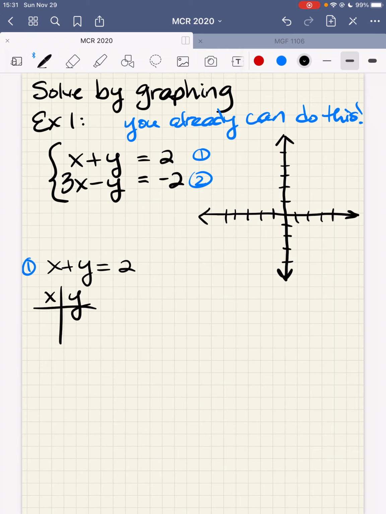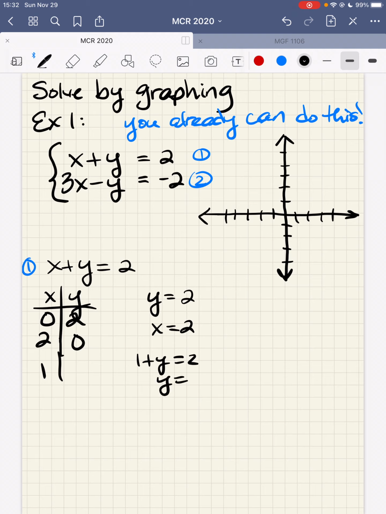It really doesn't matter what I use. If I use intercepts, that means if I make x 0, I'm left with the equation y is equal to 2. If I make y 0, that means the y cancels out. I'm left with x is equal to 2. So I have 2 points. But I can also use any other point I want. If x is 1, then 1 plus y is equal to 2, so y must be equal to 1. And I have a third point.